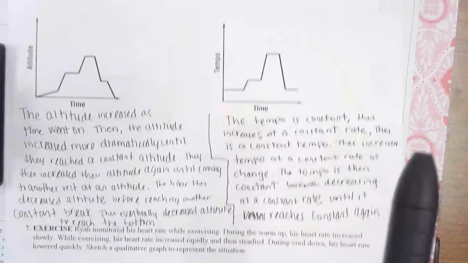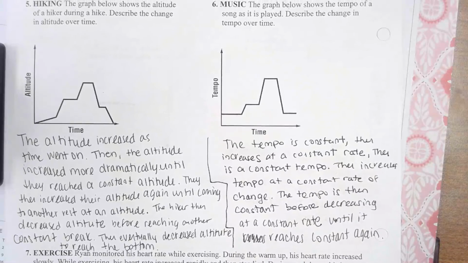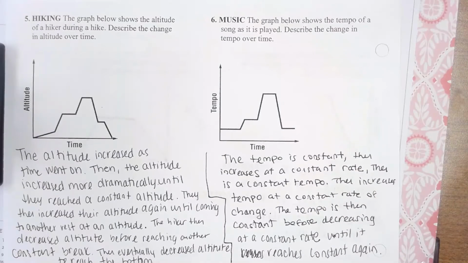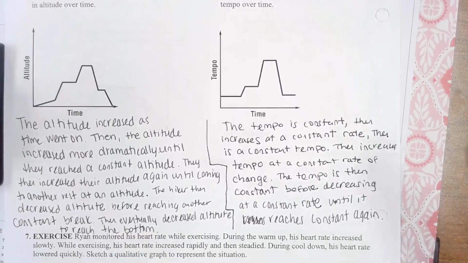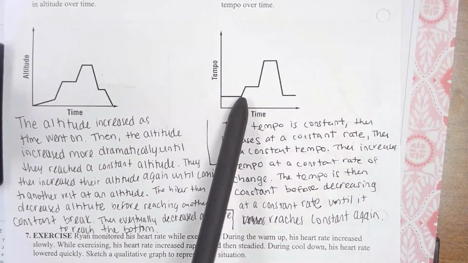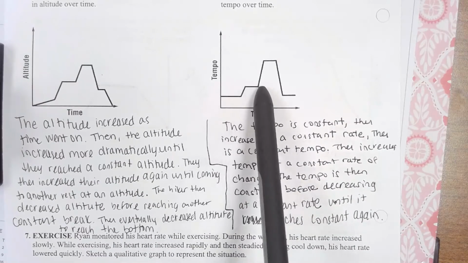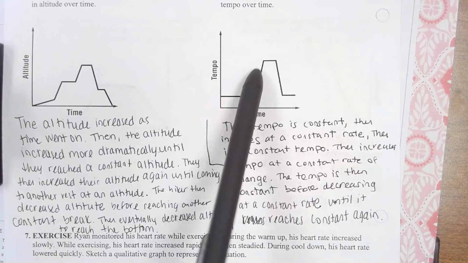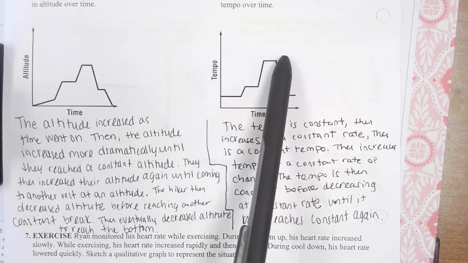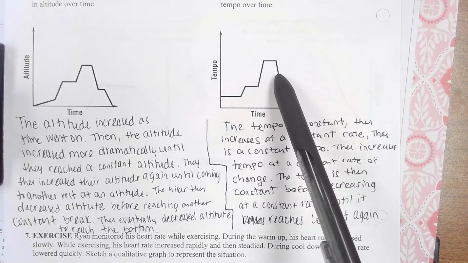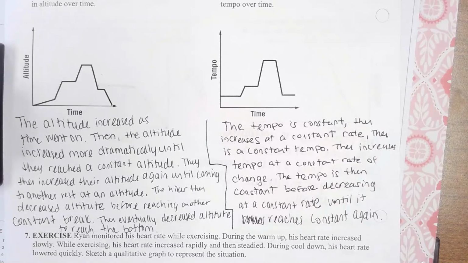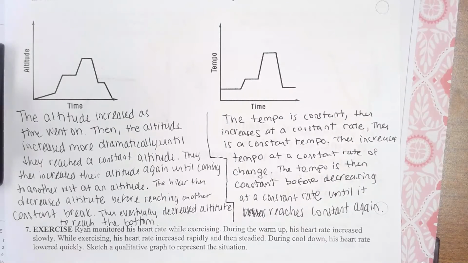Alright, and then number 6 says, the graph below shows the tempo of a song as it is played. Describe the change in tempo over time. So I wrote that the tempo is constant, then it increases at a constant rate of change, then it is constant again. Then the tempo increases at a constant rate of change before the tempo is constant, and then it decreases at a constant rate until it reaches constant again. So again, as long as you guys are describing those different slopes and telling if it's a constant rate of change or if it's increasing at a constant rate of change, then please make sure that you are being specific on all of your sentences here.